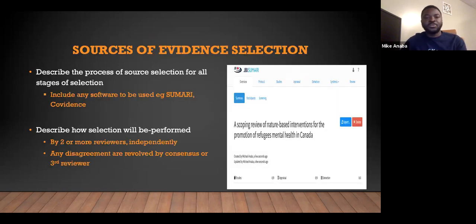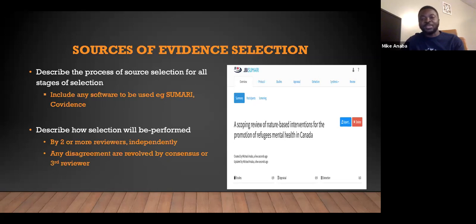And sources of evidence selection. Describe the process of source selection for all stages of selection, and include any software. So again, I'm seeing some charts. They are not necessary for me. Okay, all right. If you are using any software, it is important that you indicate that and explain how that software is going to be used.